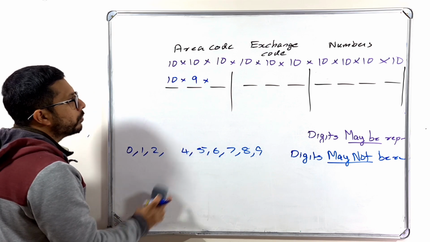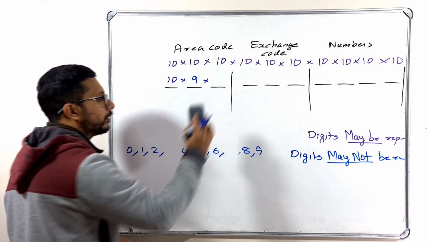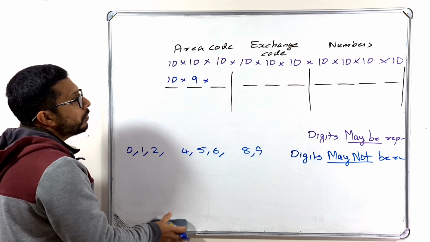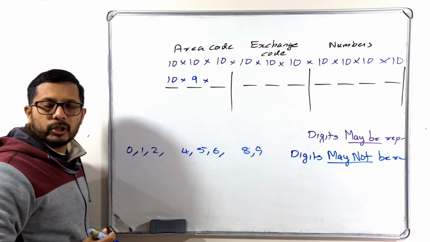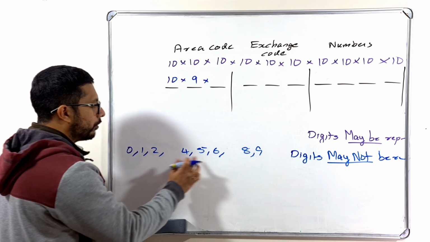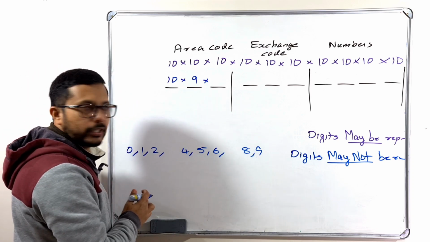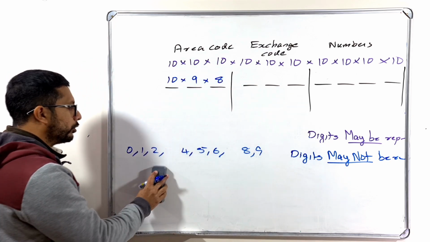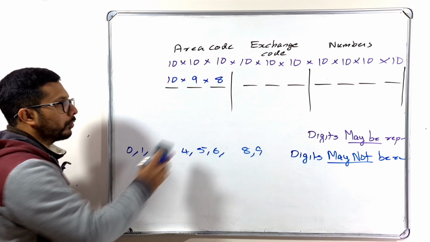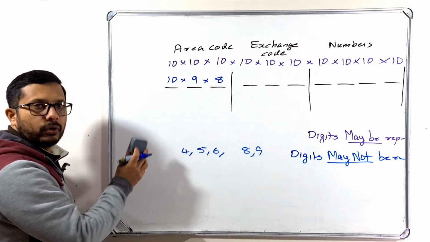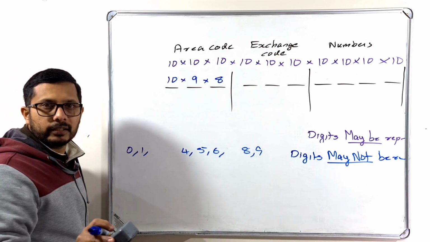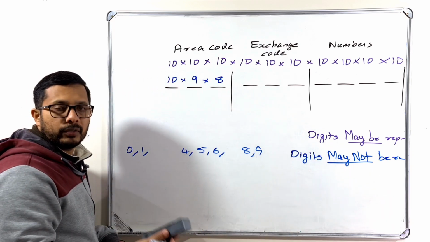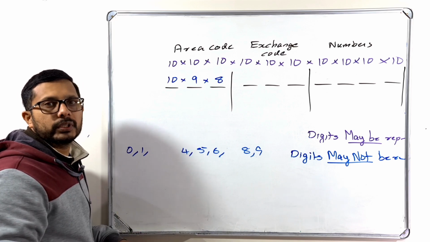Assume that I took 7 for this position. So that 7 is gone. Now for this position to be filled, how many options do I have? 1, 2, 3, 4, 5, 6, 7, 8 options. Then assume that I took 2 to fill this position. That means 2 is gone. Now I can't take 2 again, because here the condition is digits may not be repeated.